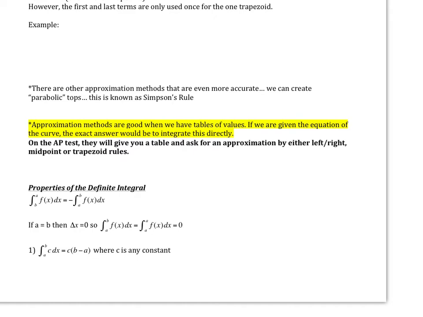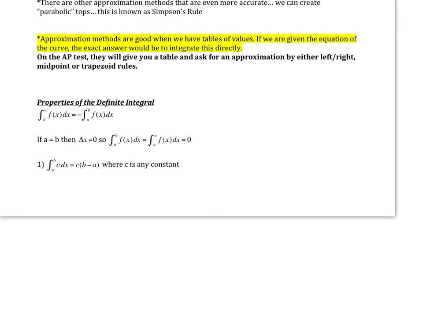Okay, now let's talk about the properties of the definite integral. First of all, take a look at this one. If I have the integral from b to a of f of x dx, that's like saying negative a to b of f of x dx, and vice versa. So if I wanted to say the integral from a to b of f of x dx, and I flip the bounds and say b to a, then I need to put a negative. Switching the bounds is equivalent to putting a negative.